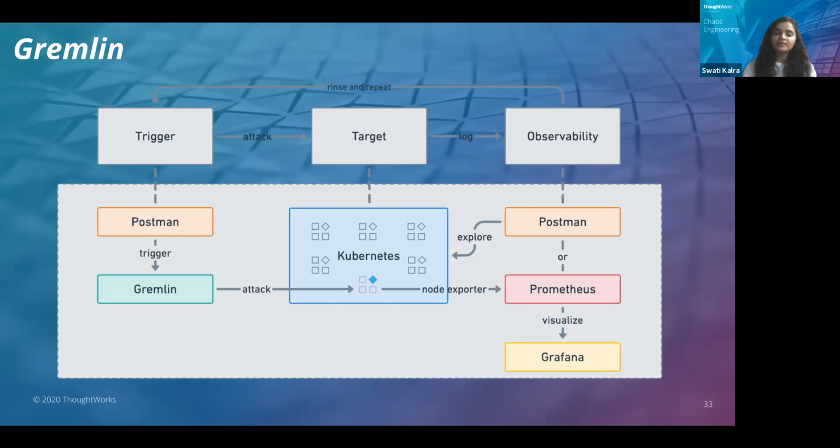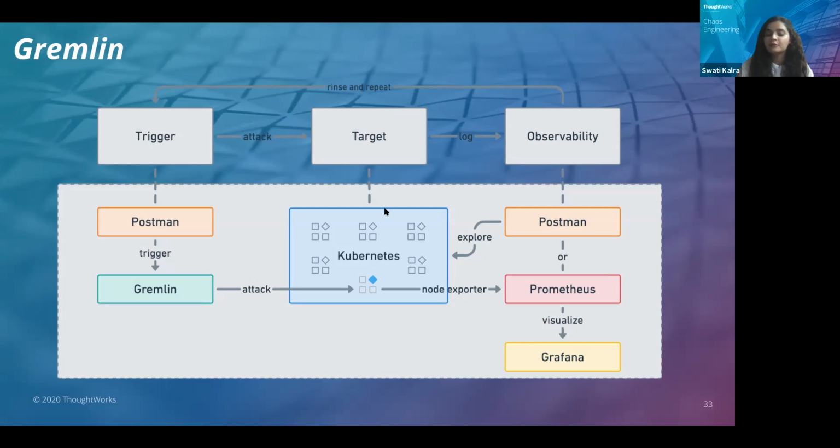Using Gremlin, we trigger the attack onto our target. This target can be your cloud instances like AWS, Azure, Google Cloud. It can also be your messaging systems, and it can also be a Kubernetes application. In our case, we are going to target a Kubernetes application, which Ravinder just talked about. We're calling it the ThoughtBlix demo application.